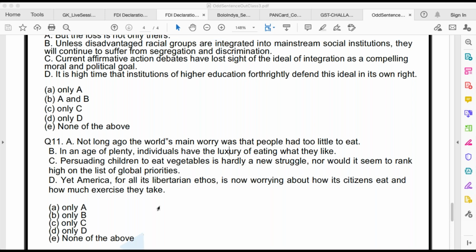So all of you who are saying A, can you tell me what is the theme which is connecting B, C and D? What is the theme that is connecting the others?